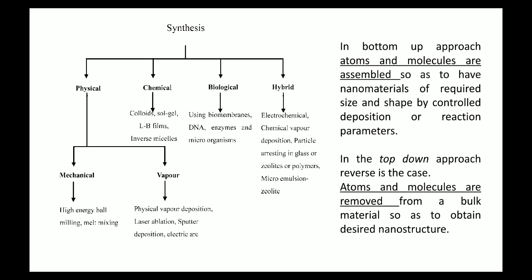Now these are the different techniques, but as I said, there are two broad approaches to make the nanomaterials, and these two broad approaches are top down and bottom up approach. So in the bottom up approach, what is the bottom up approach? In this approach atoms and molecules are assembled so as to have nanomaterials of required size and shape by controlled deposition or reaction parameters.